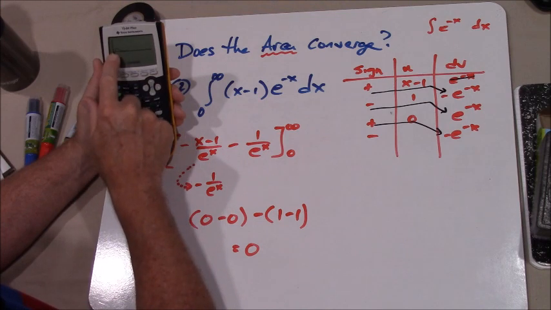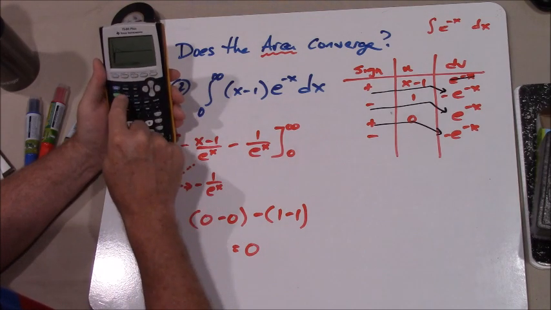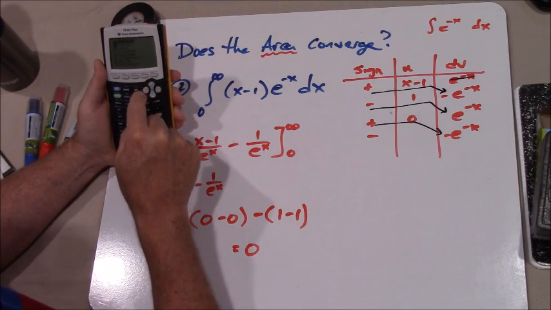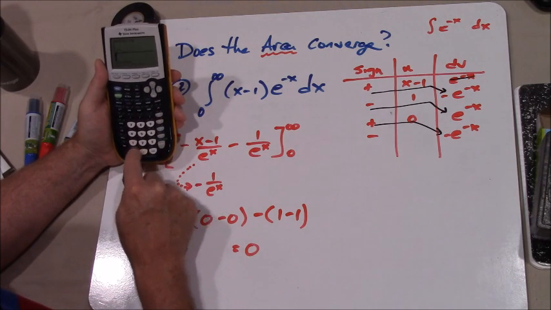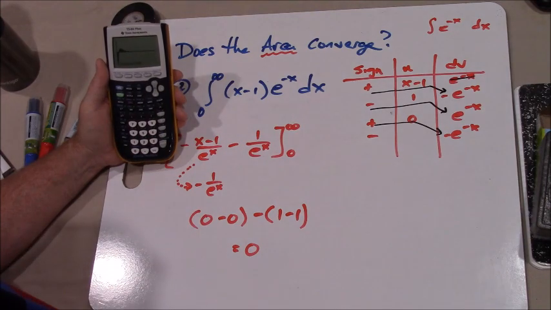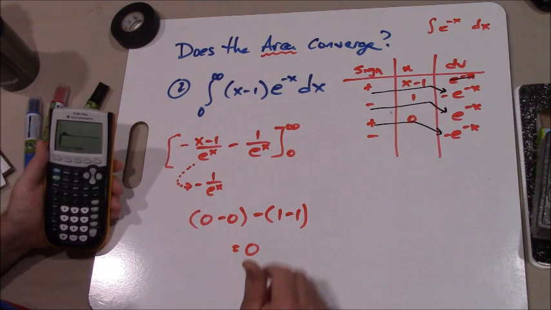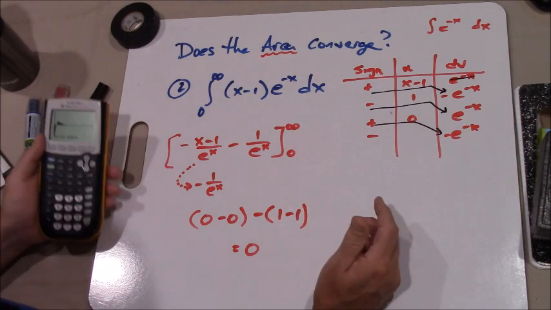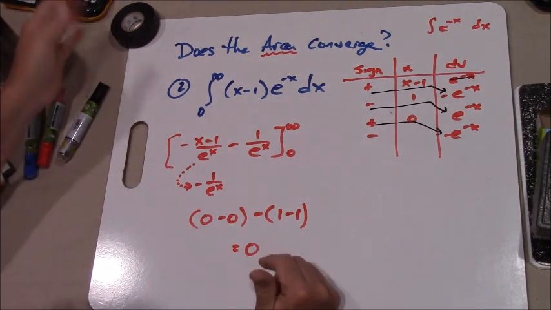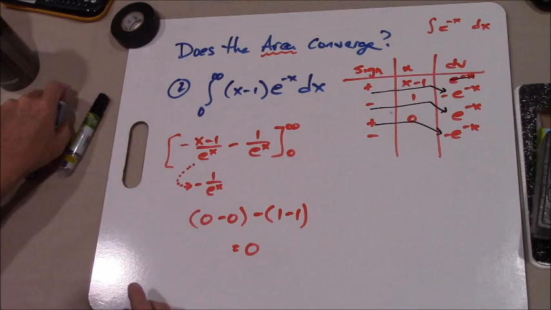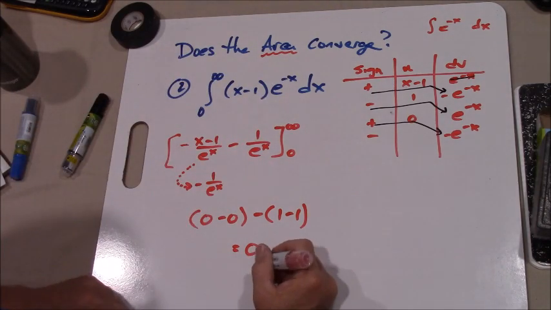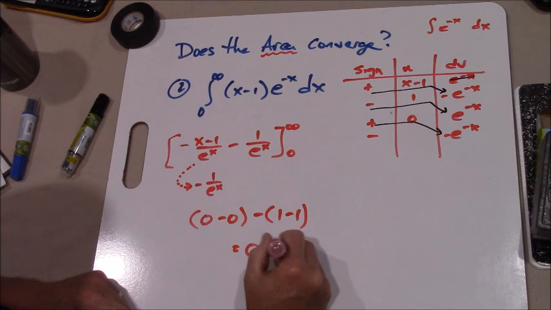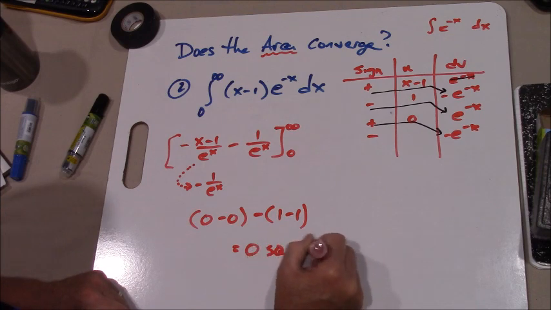And now I'll do the area from 1 out to 20. So we'll do that again. Option 7, we're going to go from 1 to 20. Positive 0.368. So yeah, there's a little bit of area above, a little bit of area below, and they cancel each other out, and that's why we got 0. So does the area converge? Yes, the area converges on 0 square units.